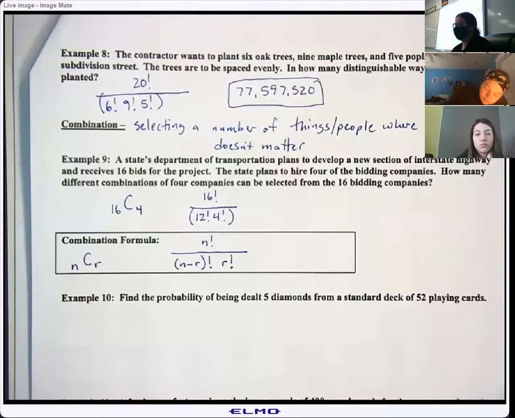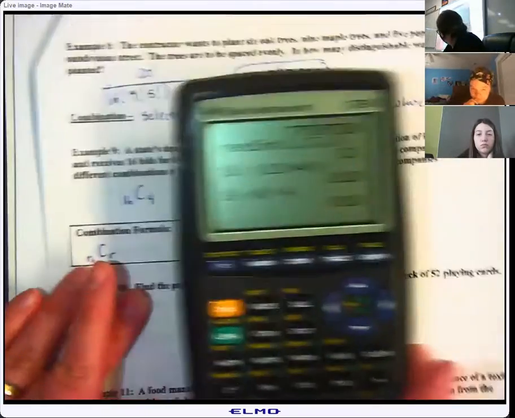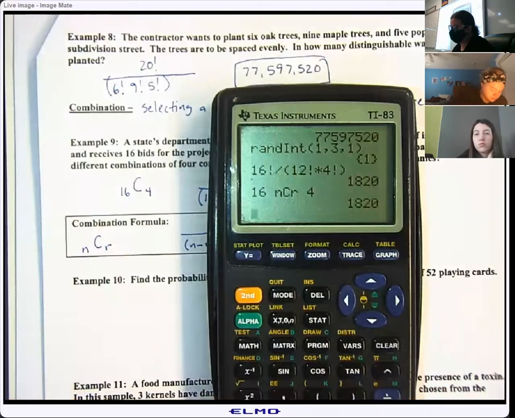Now, if you do it right, you get 1,820. And there's 2 ways to do it, remember? The first way is that way that we just talked about with the formula. And the second way, if you want to try it out, you can write in 16 and then under math probability, the third choice, I think, is nCr.